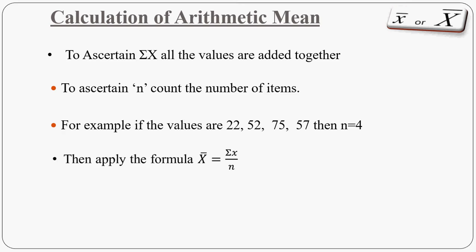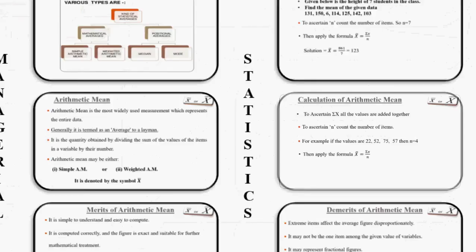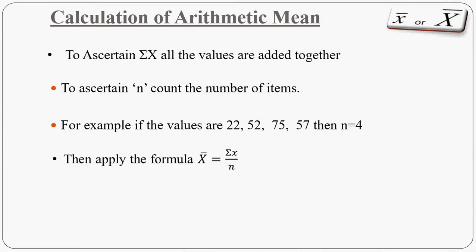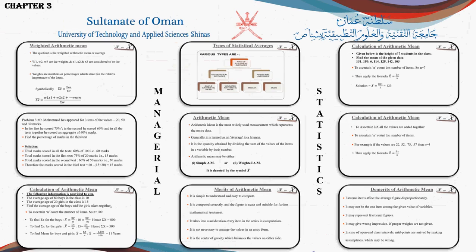And when we apply the formula sigma x by n, it means for sigma x we need to make the total of 22 plus 52 plus 75 plus 57. This will give sigma x. N is 4. So what will be the total? If you calculate, you can identify the simple example total. Now let me make you understand by moving into problems.